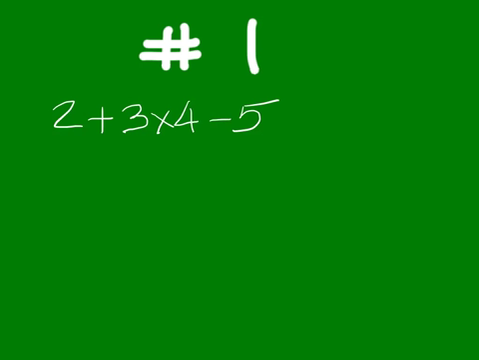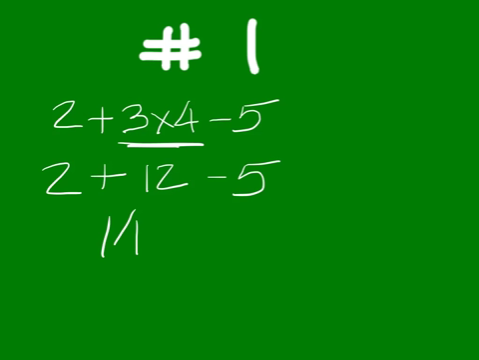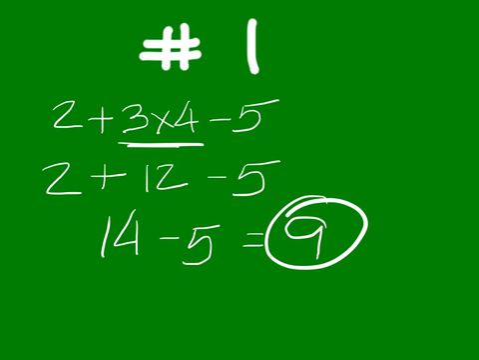On this one, you should have 2 plus 3 times 4. 3 times 4 is 12. 2 plus 12 is 14, minus 5 is 9. I had 9.